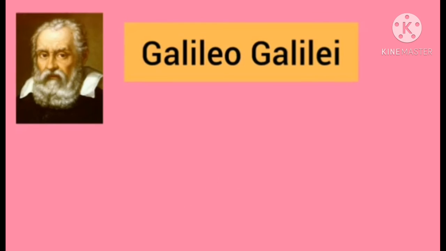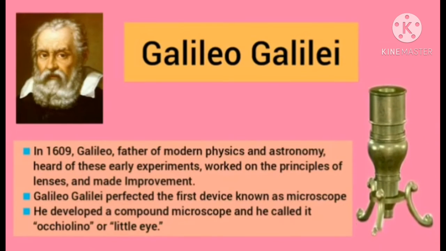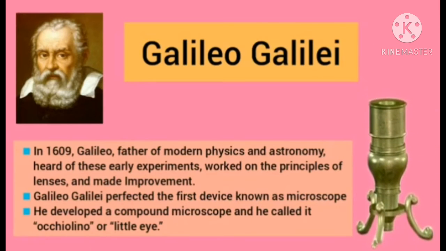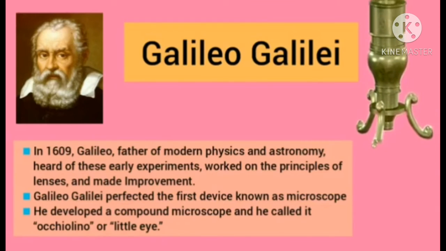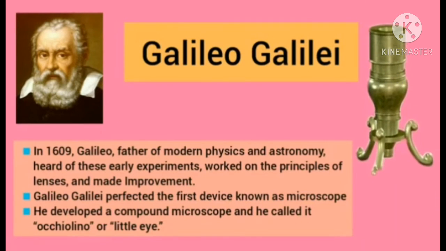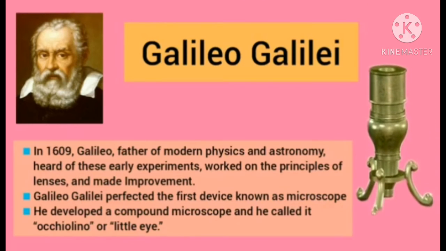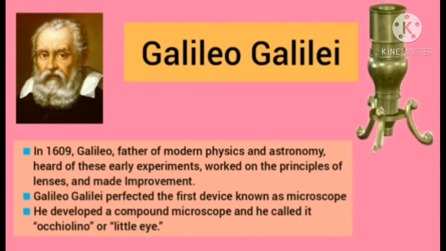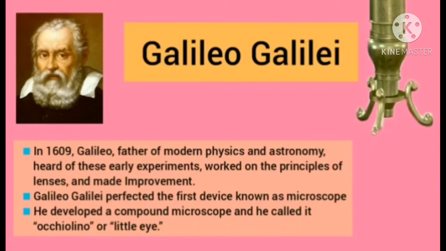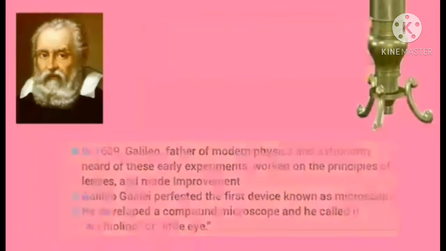Galileo Galilei. In 1609, Galileo, father of modern physics and astronomy, heard of these early experiments, worked on the principles of lenses, and made improvements. Galileo Galilei perfected the first device known as a microscope. He developed a compound microscope and he called it the occhiolino, or little eye.